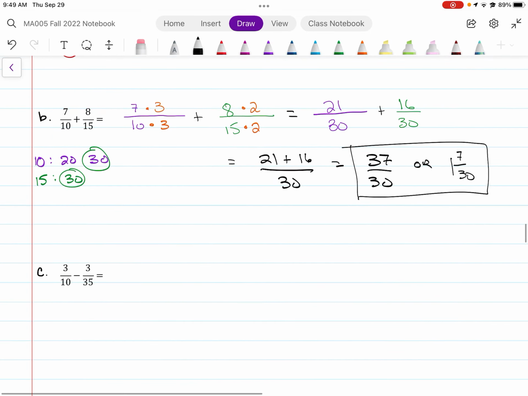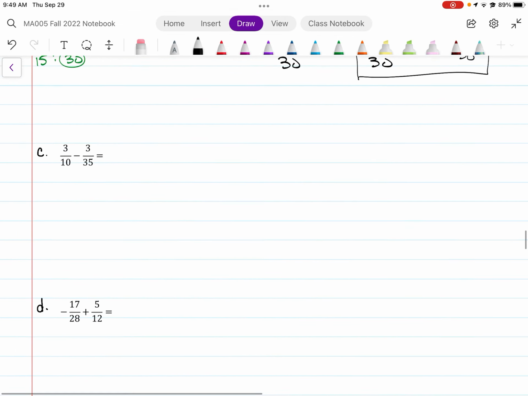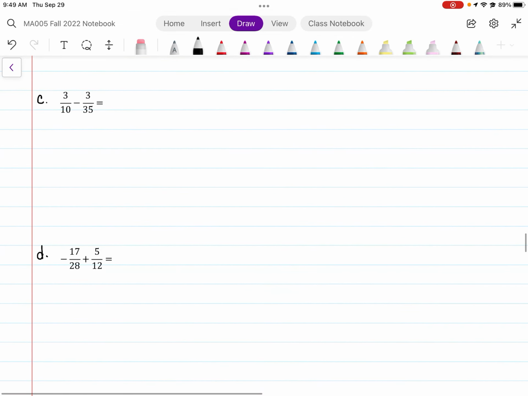Okay, so let's try a subtraction problem with negative numbers. So pause the video and see what you can do with this. Okay, so the top is the same, but the bottom is not. So we're going to have to find a common multiple of 10 and 35.